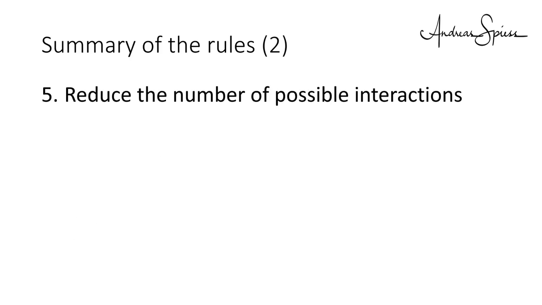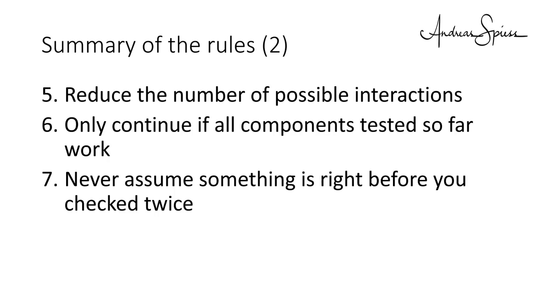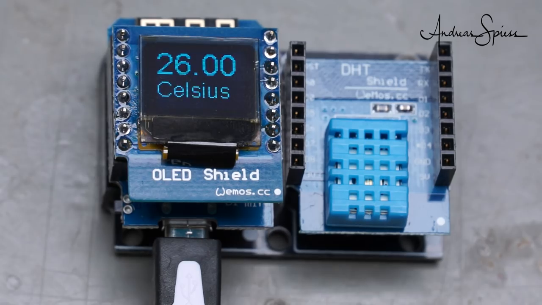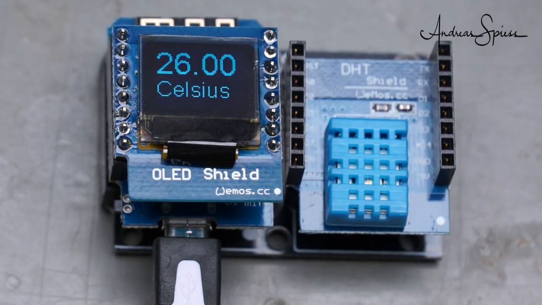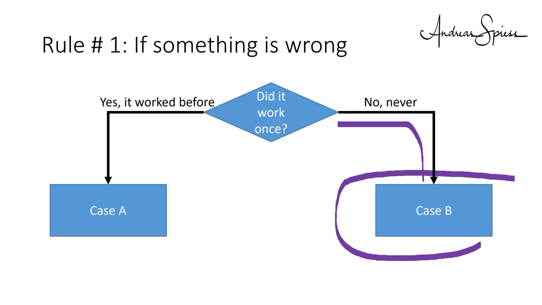Rule number 5. Reduce the number of possible interactions, like Indiana Jones. Rule number 6. Only continue if all components tested so far work. And rule number 7. Never assume something is right before you checked it twice. But bad luck here. We see that the temperature shows 26 degrees, but we know that it is definitely wrong. Now we are back to rule number 1 and the answer to our question is no, it never showed an accurate temperature. And we are in case B now.